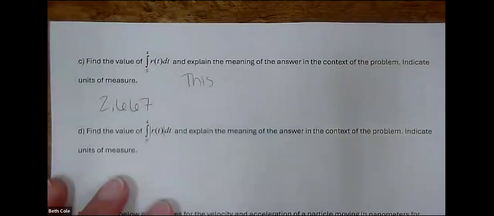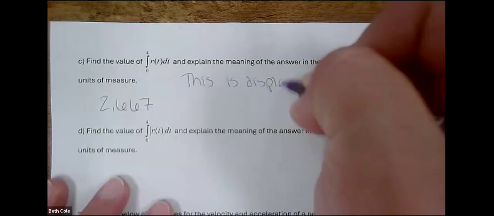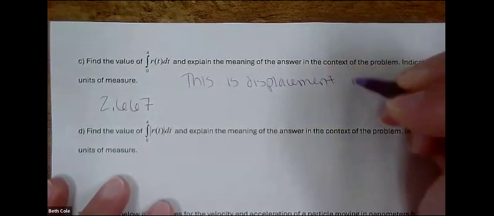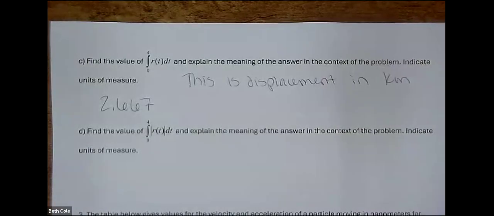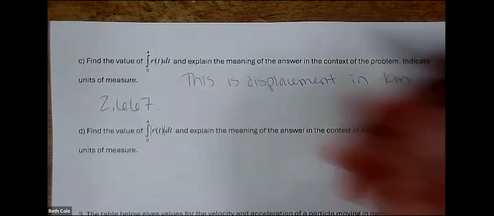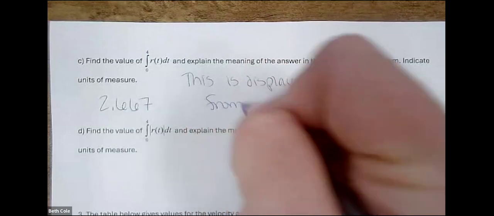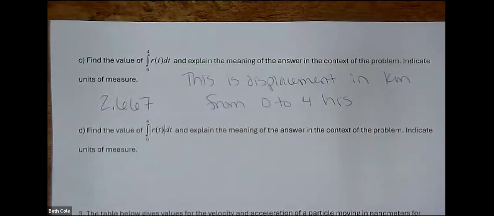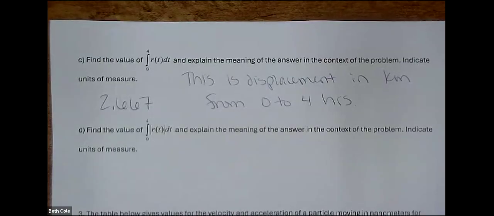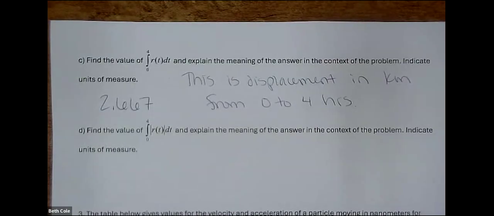Your explanations are the same every time. Like, this is displacement in kilometers. Then you have to say one other thing. Yeah, from 0 to 4 hours. Just make sure you read what the units are. It would be a sad day if you accidentally put miles instead of kilometers or seconds instead of hours. It'll be wrong, so just be careful.